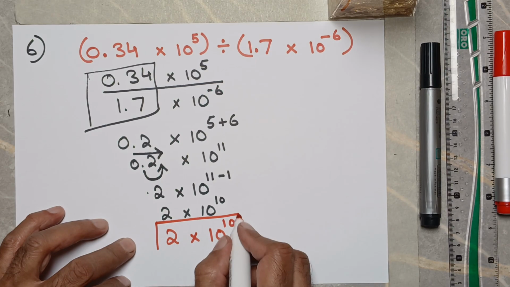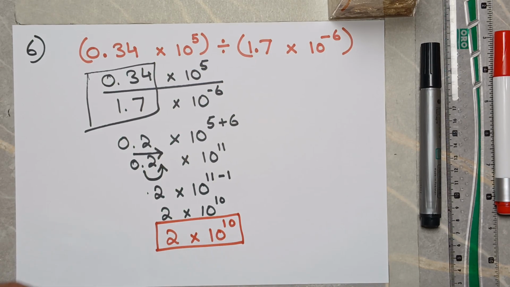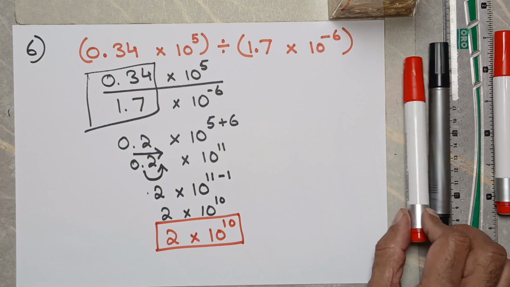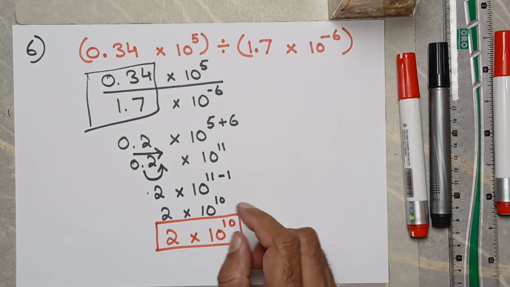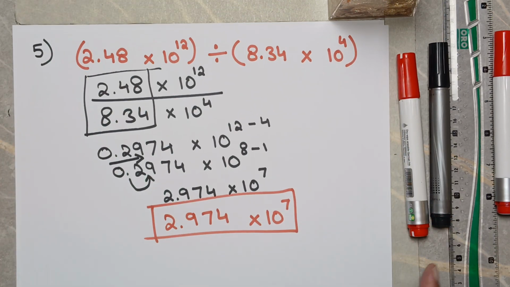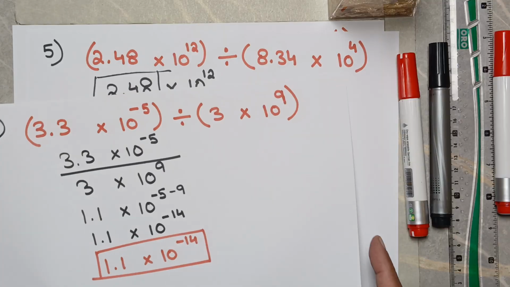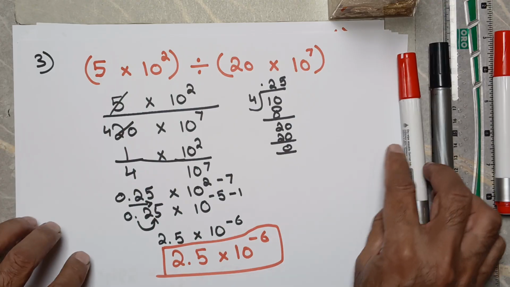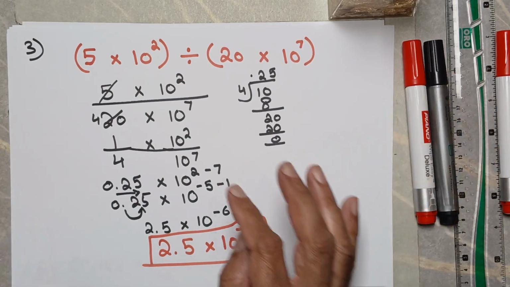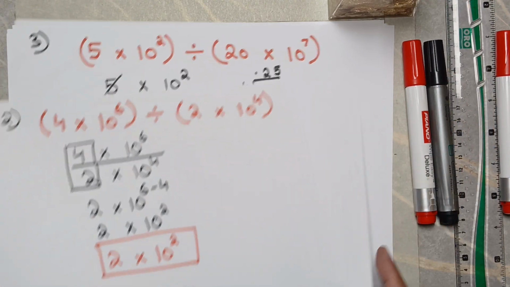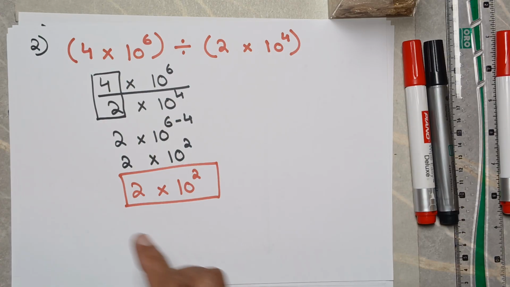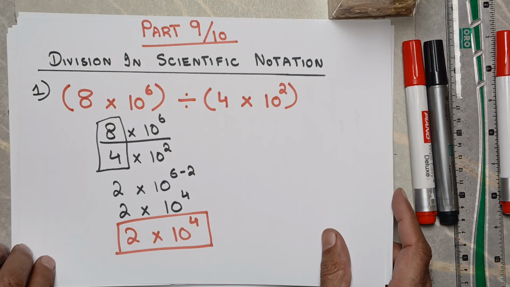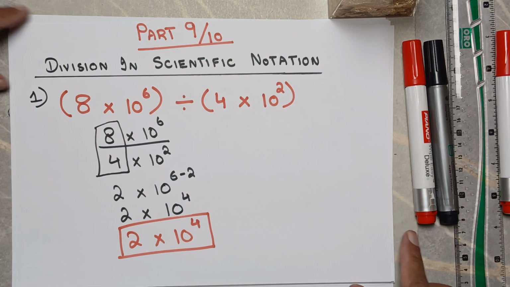This is our last question of the division in scientific notation. Here it is question number 6, here it is question number 5, 4, 3, 2, and here it is 1.